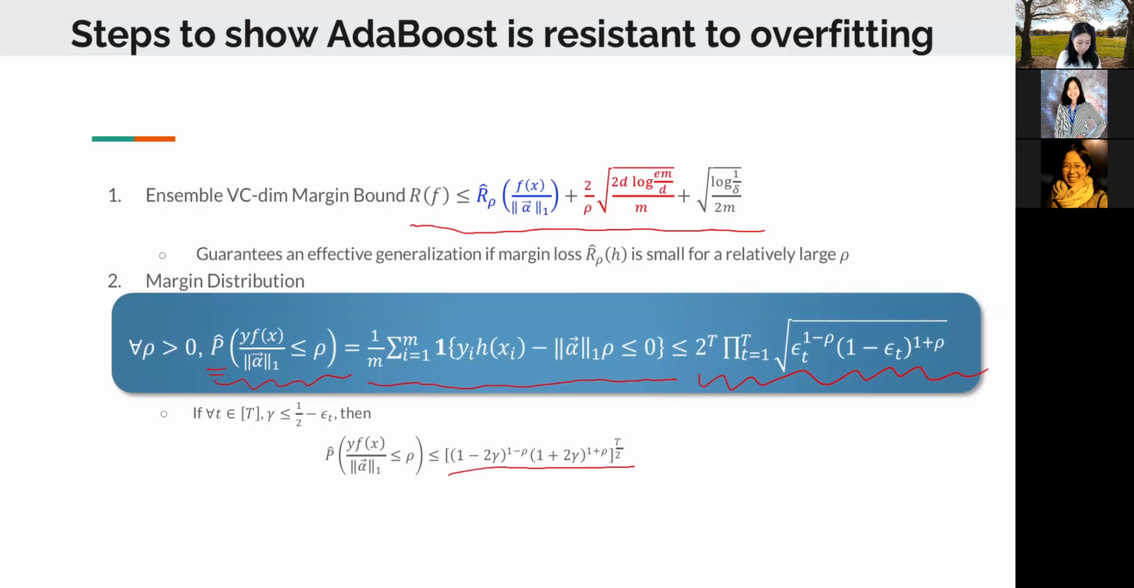Because we know that it's upper bounded by this, then if rho is smaller than or equal to half minus epsilon_t, then you have that. Of course, we're going to prove this. You don't know the proof of this yet. So this one we will prove later.